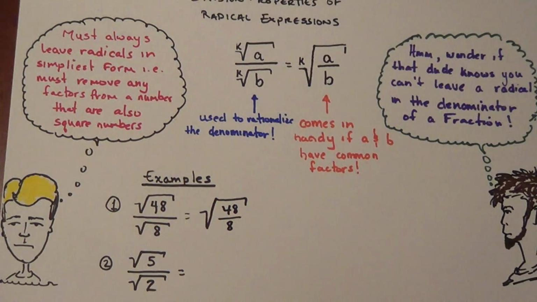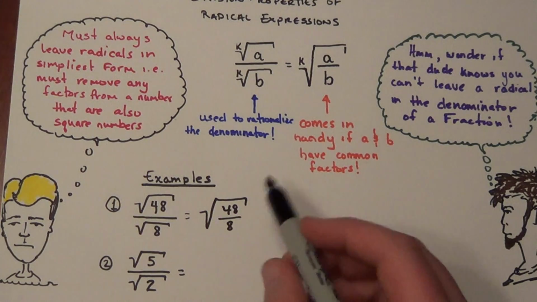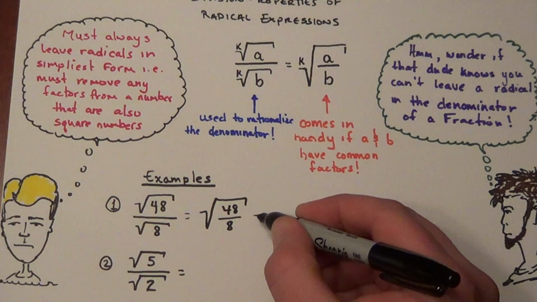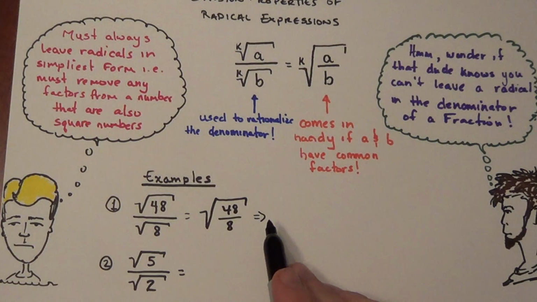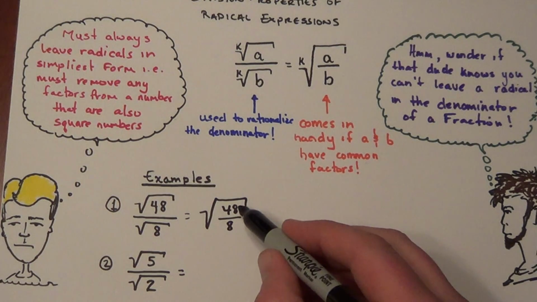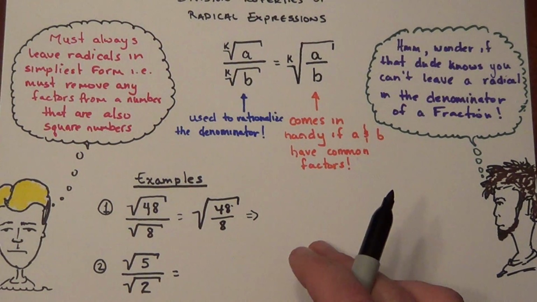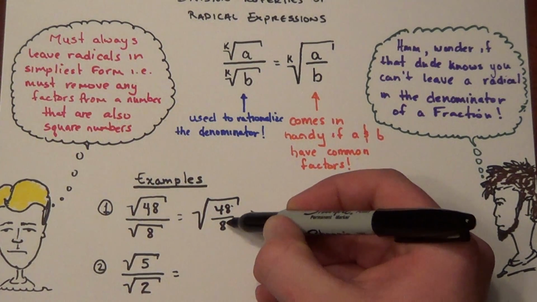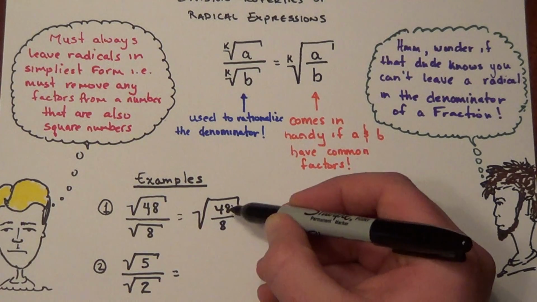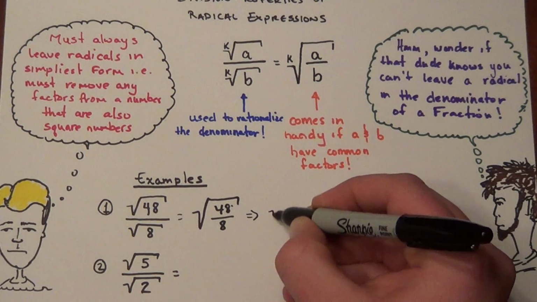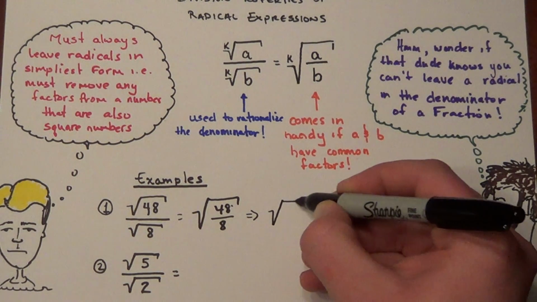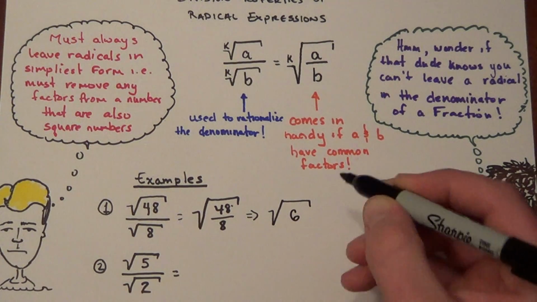And when I go ahead and do this, what I want you to note here is I'm just going to show this a little bit differently. You don't have to show this. But we're going to reduce 48 over 8. How many times does 8 go into 48? Well, 8 goes into 48 6 times. So this is really the same thing as the square root of 6.